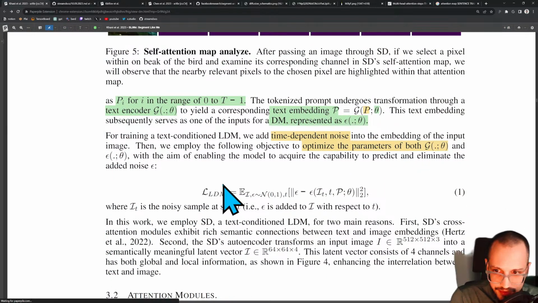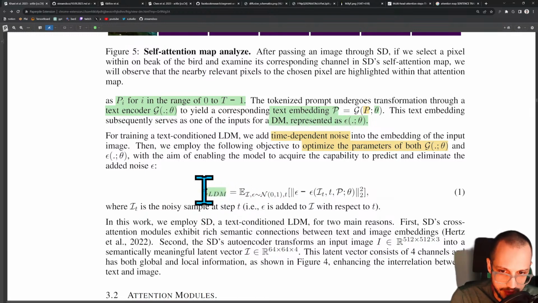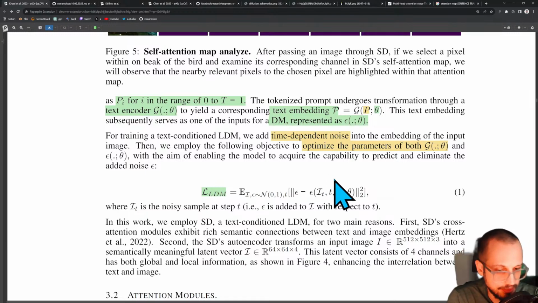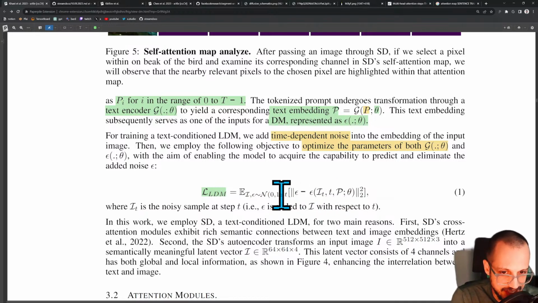Okay, so here you have the loss for a latent diffusion model. LDM, loss for latent diffusion model, is the expected value. Here you have epsilon in N(0,1). So this is basically a normal distribution. It's basically saying that the noise that you're adding is coming from a normal distribution, or a Gaussian distribution, is another name for that, right? So it's Gaussian noise at some time step t, right?